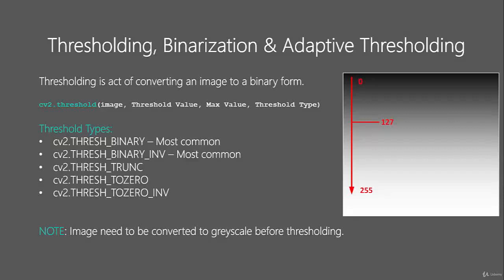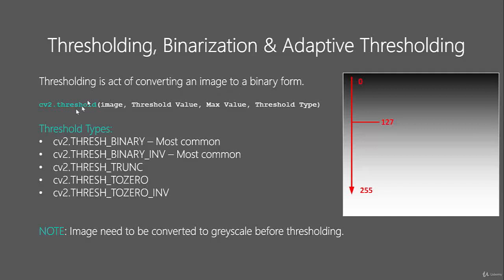Okay, so let's now talk about thresholding. And thresholding is actually a very important OpenCV function that is quite useful, and you'll find we use it in many of our mini projects going forward. So what exactly is thresholding? Thresholding is converting an image to its binary form. But what does that mean exactly?